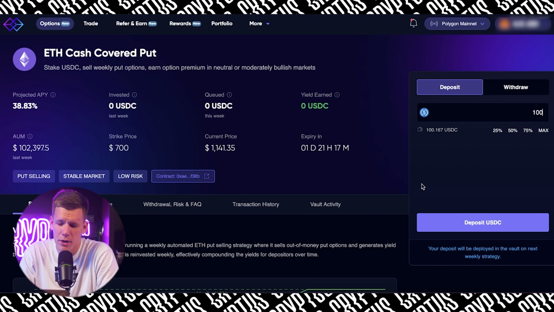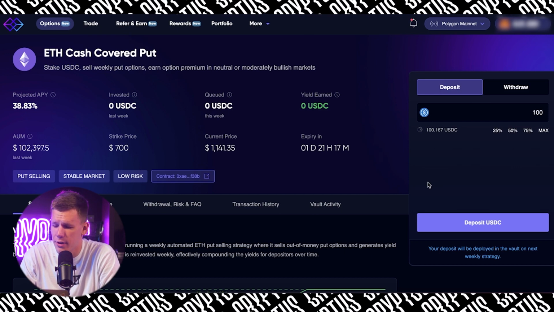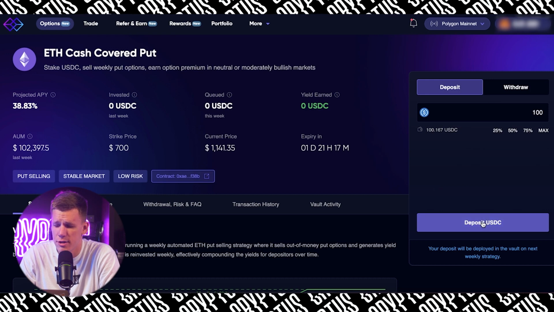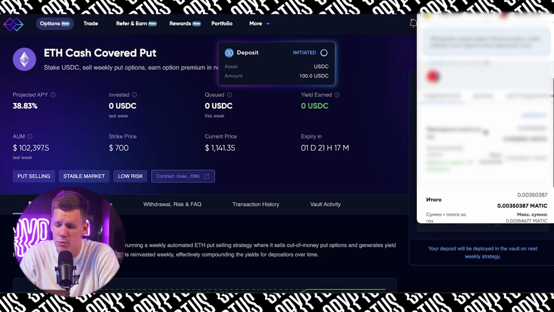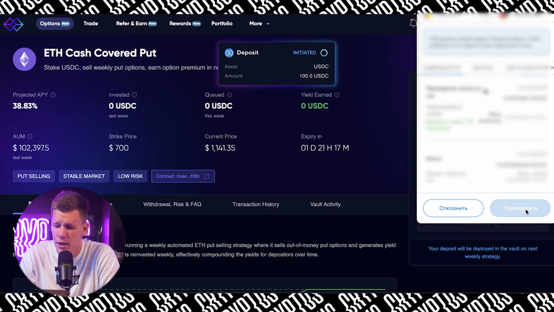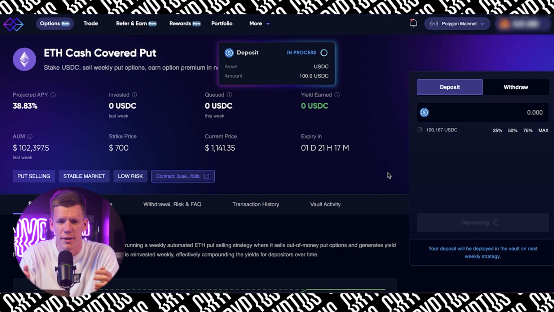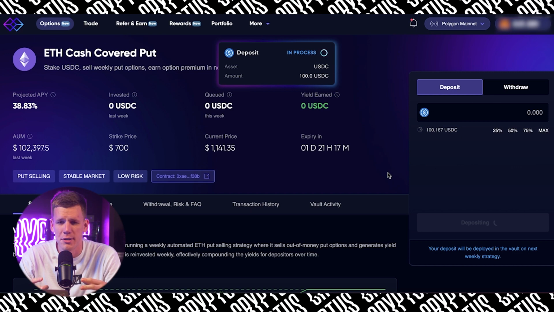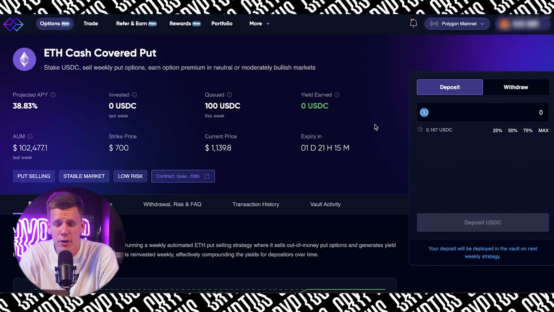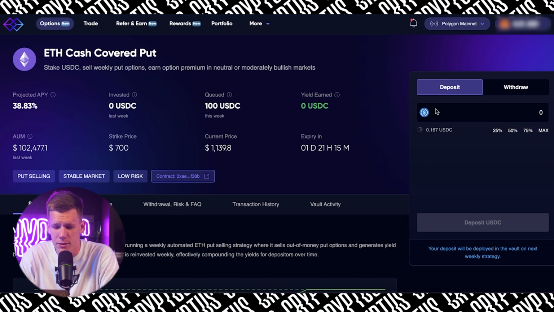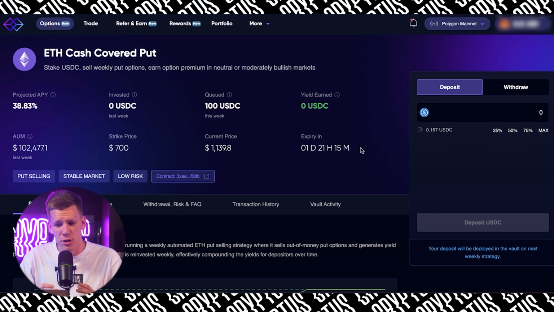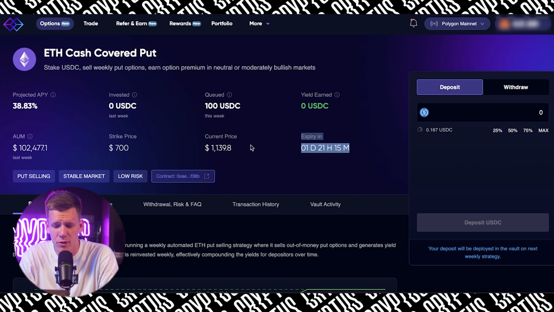So what can you do? Basically, you type in the amount you want to invest. Just as an example, we'll type in $100, and basically we'll just click on deposit USDC. Then we need to confirm our transaction in the MetaMask. Just 1 second for it to load. We're confirming it, and bam, that's it. Basically, in a couple of seconds, our deposit will be complete. So right now we're good. We have deposited our 100 USDC to the pool, and right now it didn't start to work yet. It will only start in 1 day and 21 hours.